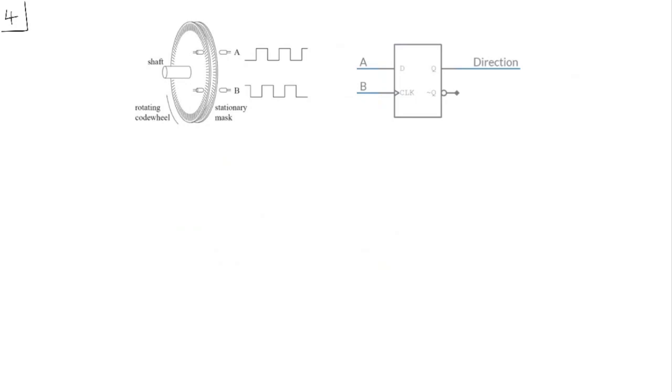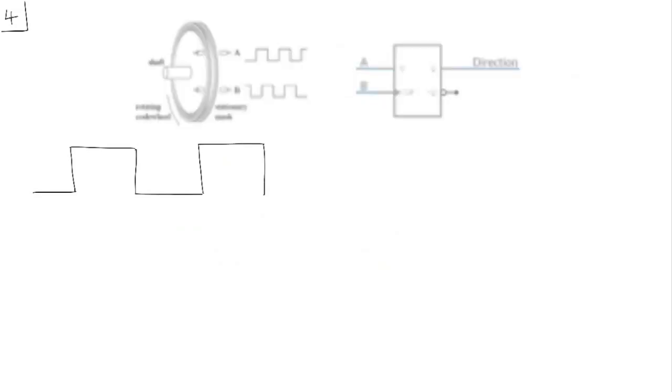What we mean by that is, let me draw A here. Let's say A is a signal like this. If A is a square wave like this, a 180 degree phase shift would be B being exactly the opposite of A. When A is 0, B is 1. When A is 1, B is 0. So that would be a 180 degree phase shift.